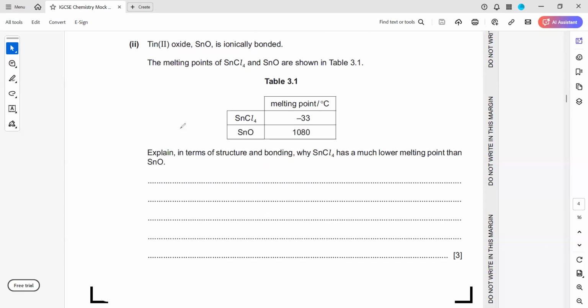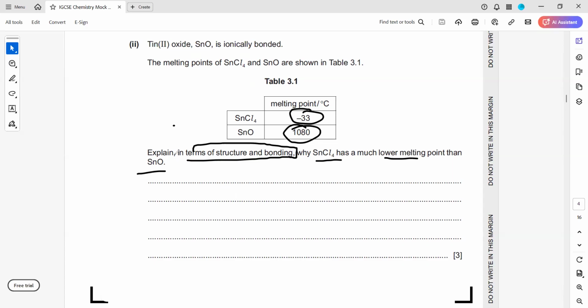So tin chloride has a melting point of 133, but tin oxide has a melting point of 1080. Explain in terms of structure and bonding why tin chloride has a much lower melting point than tin oxide. So SnO2 has strong forces between particles and it has an ionic bond. SnCl4 has covalent bonds and weak intermolecular forces.